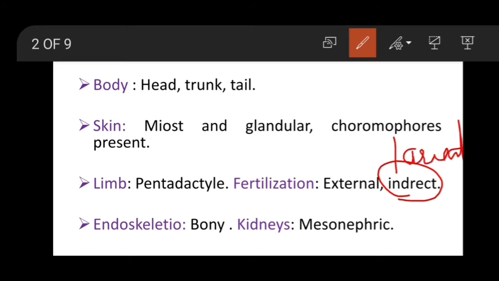Again, the endoskeleton is bony and the kidneys are mesonephric. As we know, there are 3 types of kidneys: pronephric, mesonephric and metanephric.